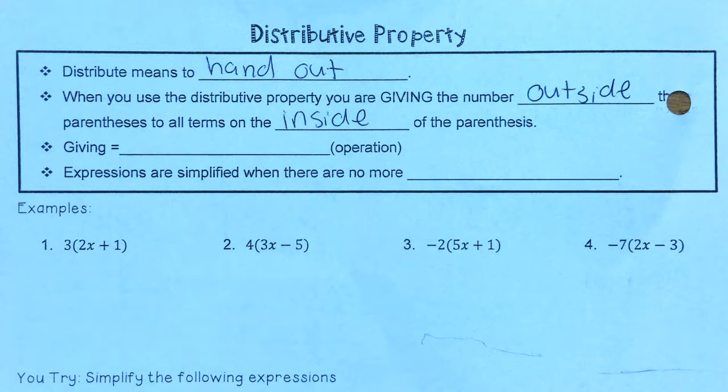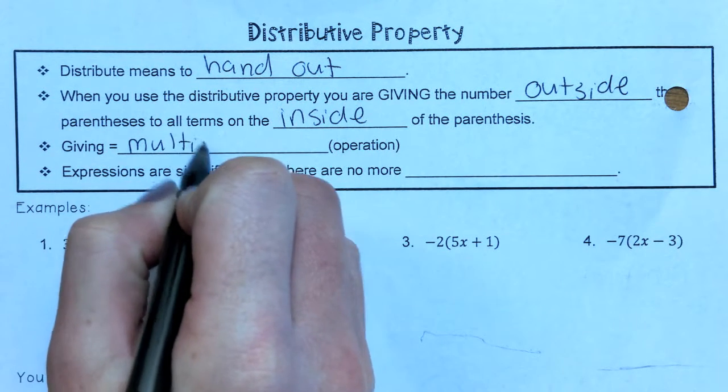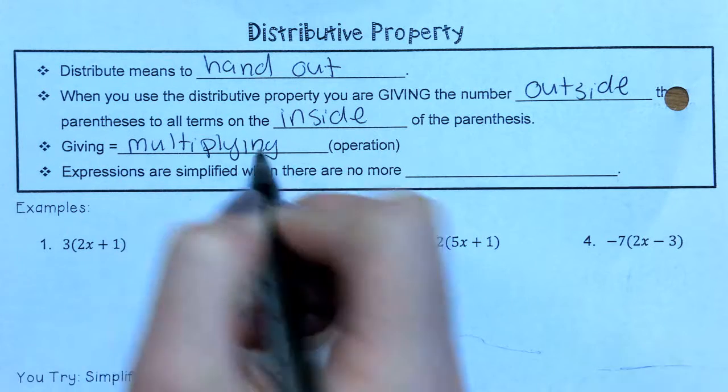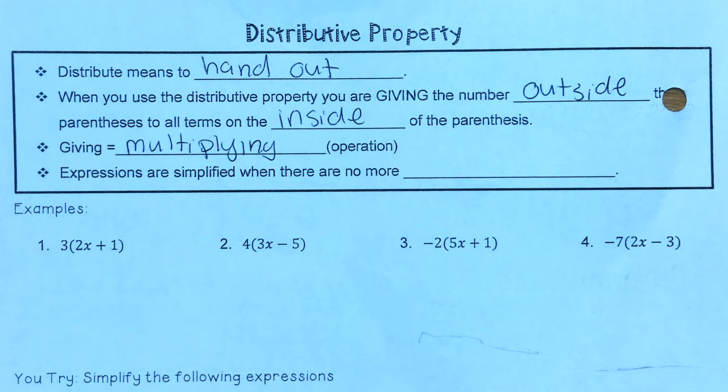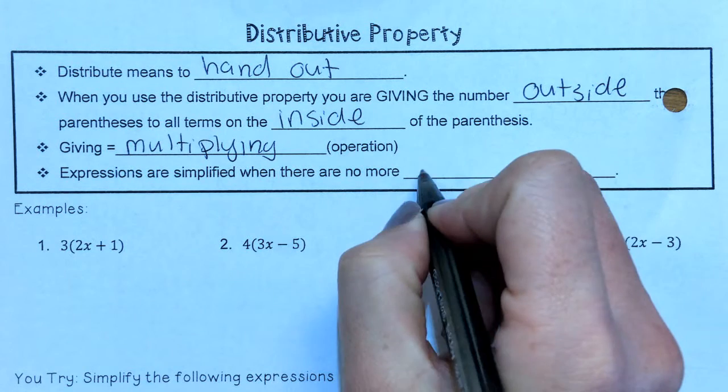When I say that I give that number away, we're going to be multiplying. So we are multiplying the number outside parentheses to every term on the inside. And expressions are simplified when there are no more parentheses and no more like terms to combine.